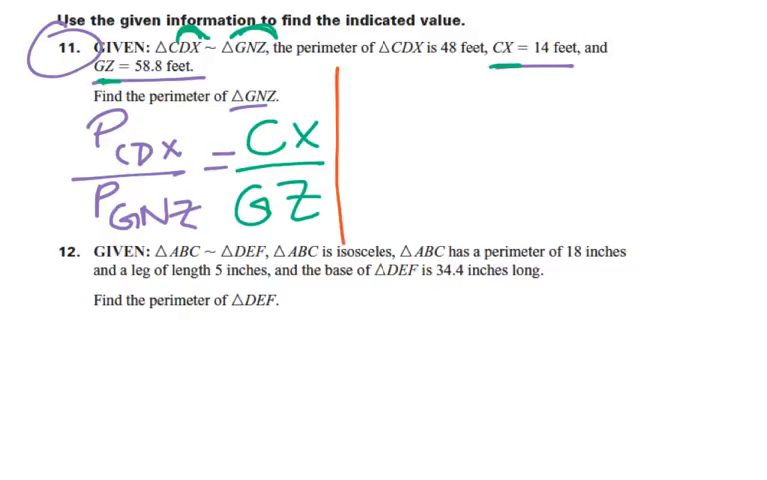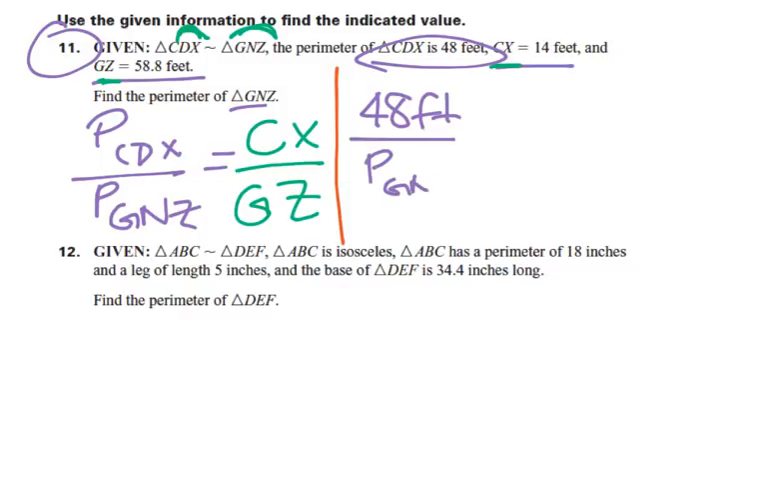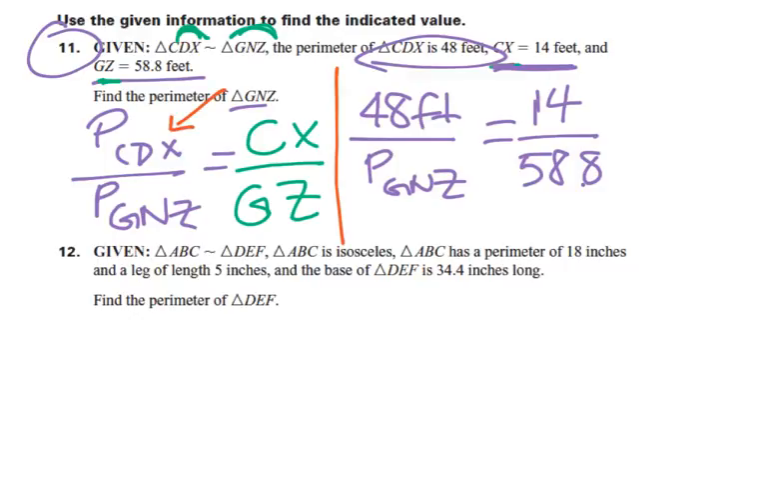We know the perimeter of CDX, it was given to us as 48 feet. So 48 feet over the perimeter of GNZ, and that's what we're trying to find, so we're going to leave it as a variable, equals the length of CX, that's 14, over the length of GZ, that's 58.8. Now remember, it's important to make sure these line up. If this is the perimeter of CDX, this needs to be aside from CDX. Perimeter of GNZ, this needs to be aside from GZ. So we've set ours up correctly.